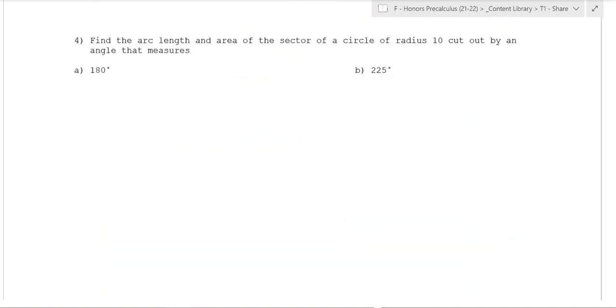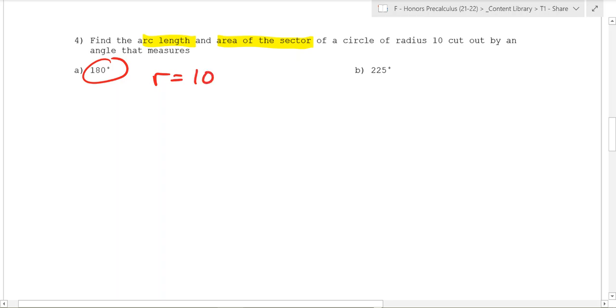So this question is asking to find the arc length and the area of the sector of a circle of radius 10 cut out by angles that measure 180 degrees. So remember, the r in this case is going to be 10. So what is the arc length going to be?